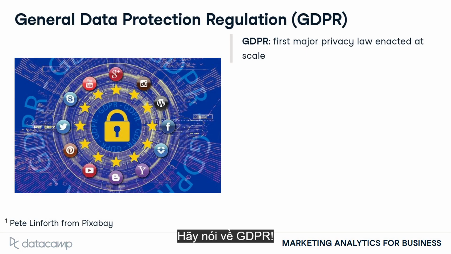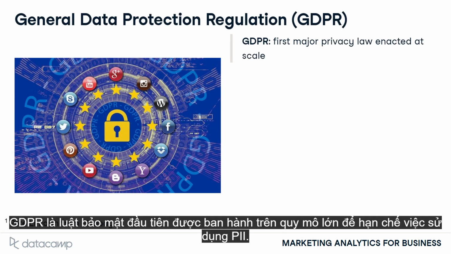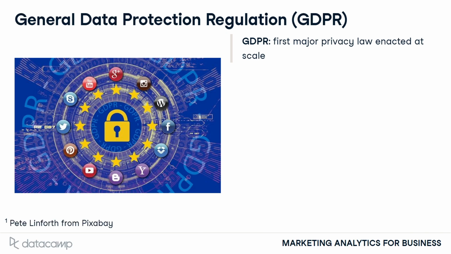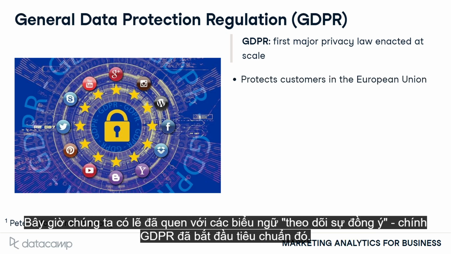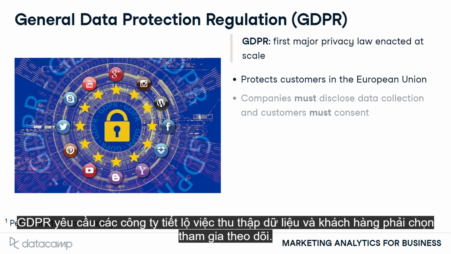Let's talk about GDPR. GDPR was the first privacy law enacted at scale to limit the use of PII. It applies to users living in the European Union. We are probably used to tracking consent banners now. It was GDPR that started that standard. GDPR requires companies to disclose data collection, and customers must opt in to tracking.